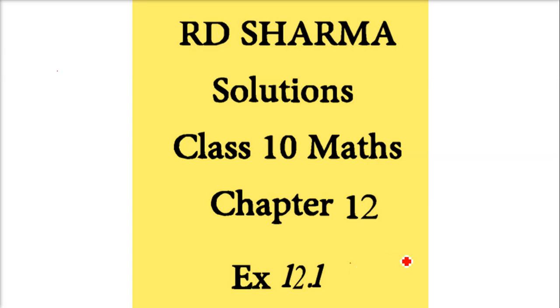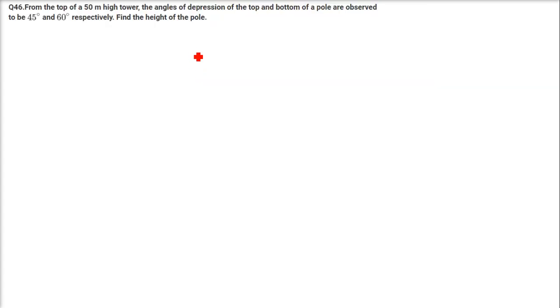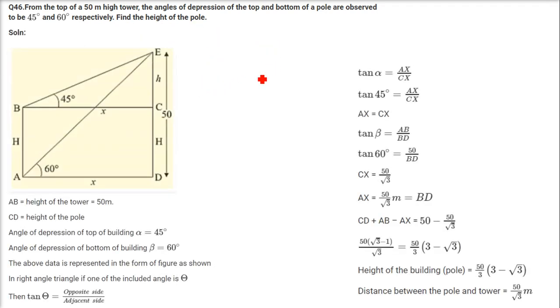We are taking R.D. Sharma Solutions, Class 10 Maths, Chapter 12, Exercise 12.1, and this exercise is on application of trigonometry, height and distances. From the top of a 50-meter high tower, the angle of depression of the top and bottom of a pole are observed to be 45 degree and 60 degree. Find the height of the pole.